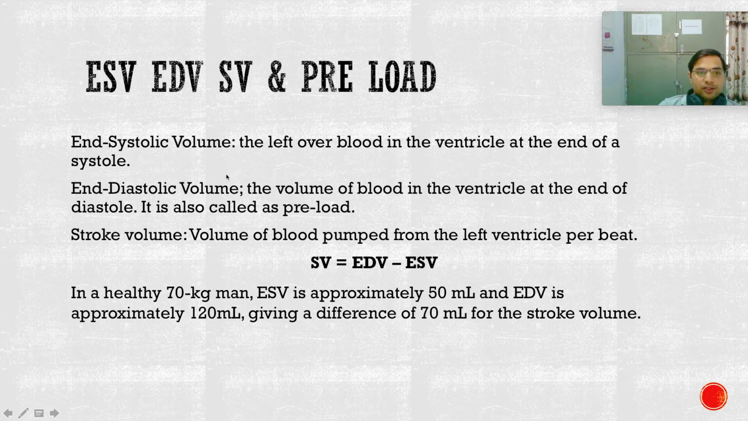Then we have end diastolic volume. So end diastolic volume is the volume of the blood which remains at the end of a diastole. So when the diastole, the relaxation of the ventricles, has completed and the ventricles are filled with blood, right? That volume of blood in the ventricles at the end of diastole is called end diastolic volume. It is also called preload. Then we have stroke volume. Stroke volume is the volume of blood pumped from the left ventricle in one beat.